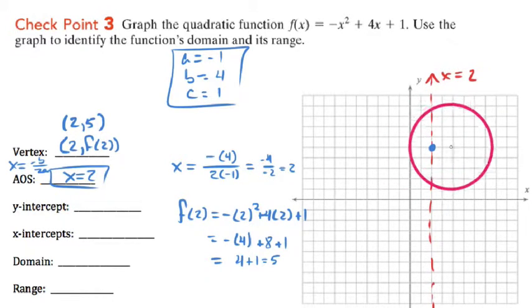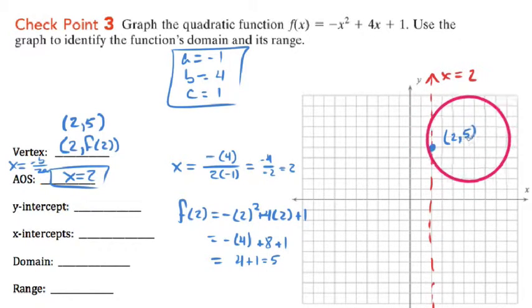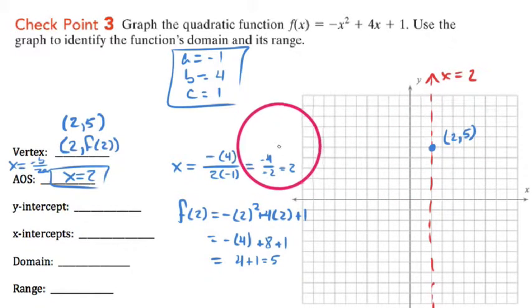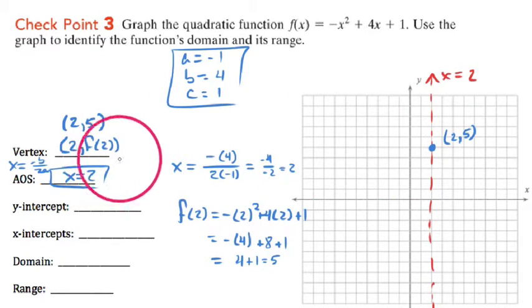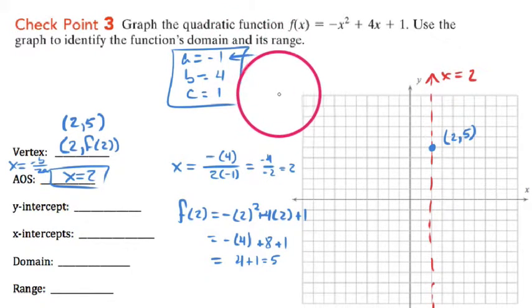And now I know this opens downward, by the way, so I'm going to label it on top of this: 2 comma 5. It's just a little bit more work than what you have to do with vertex form. So now that we have this, we're really in good shape. So we know that this opens downward. You might write a note there also.